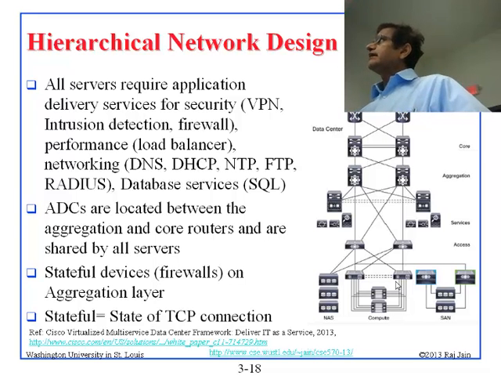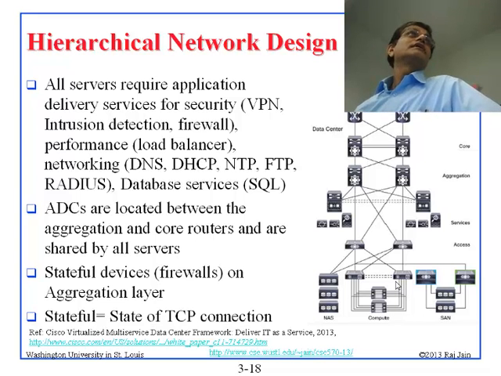Okay? ADCs are application delivery controllers. They are located between the aggregation and the core. ADCs are located between the aggregation and the core routers. They are located between the access and the aggregation router. Could you say what the ADC is one more time? Application delivery controller. Okay. Aggregation and the core. Aggregation and the core, there is nothing. Generally it is what? Between the aggregation and the core.